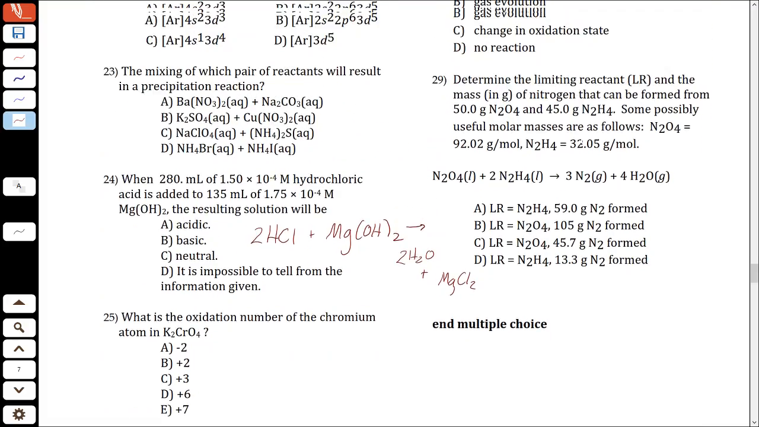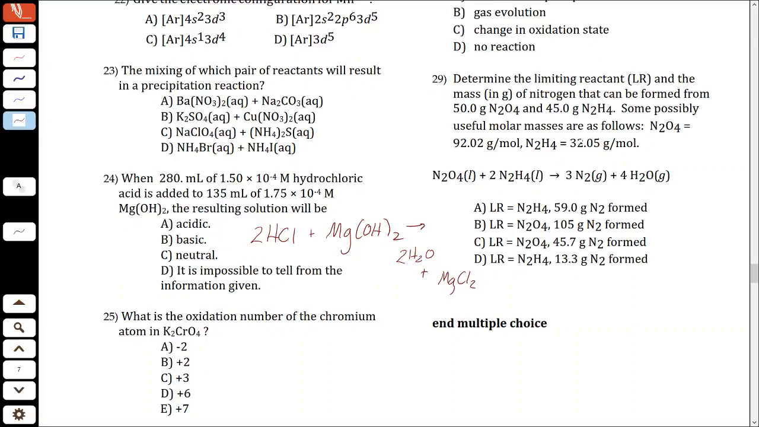All right, and then this one's a pretty straightforward limiting reactant problem. You've got to calculate moles of N2O4 and N2H4, and then figure out which one is limiting, and calculate the yield of nitrogen based on the limiting reactant. Okay, more questions about any of those?